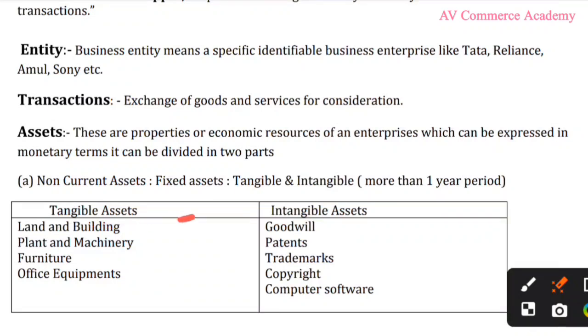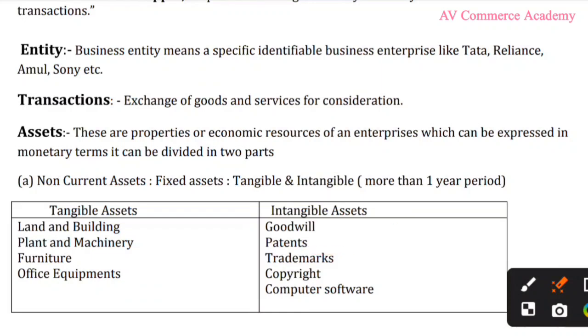Tangible assets are those you can touch and feel, like land and building, plant and machinery, furniture and office equipment. We can see and touch them. Intangible assets we cannot touch, but they have value in the market. For example goodwill. Goodwill is nothing but brand value in the market, for example LG or Sony brands. Customers have faith and trust in that product, and we call that goodwill.